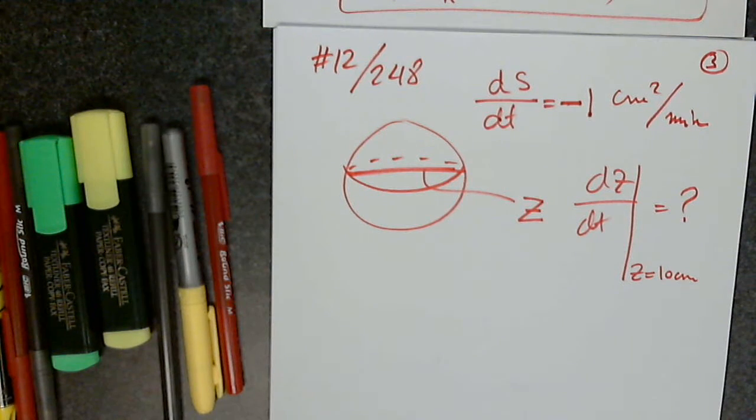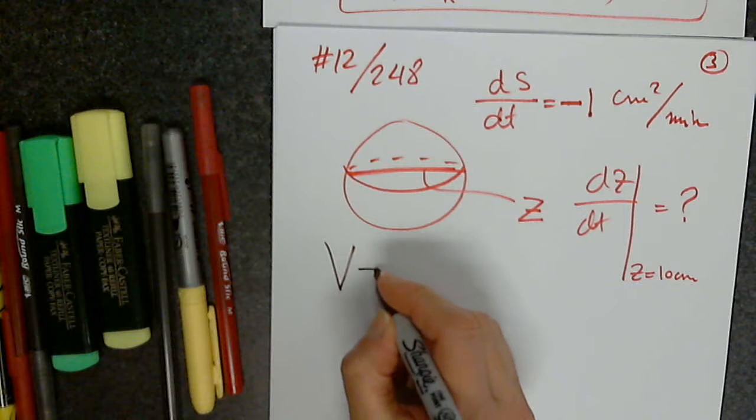Normally, nobody remembers the surface area of a sphere. But here's how we determine it. But we have to remember something. We know the volume. What is the volume of a sphere?